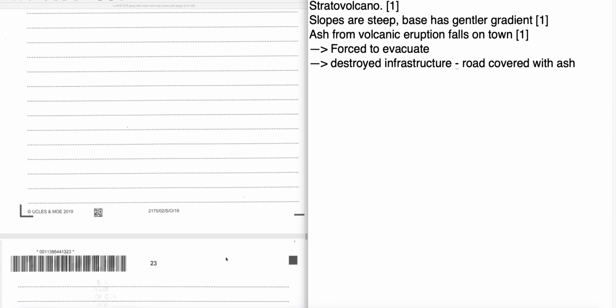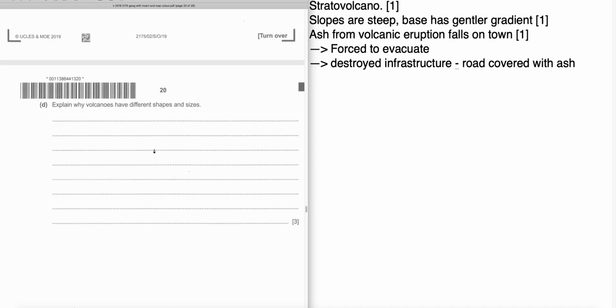Now let's move on to the next one. Explain why volcanoes have different shapes and sizes. A lot of you didn't talk about shapes and sizes; you only talk about shape, never talk about size, or talk about size, never talk about shape. And the sequence is everywhere. Some of you, silica can appear in the last one, can appear in the first one. Very confusing.